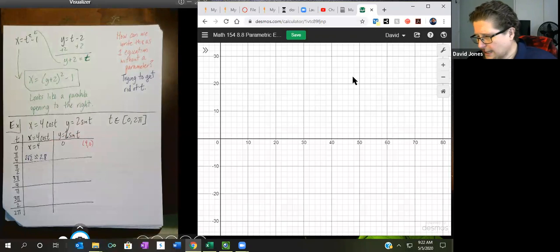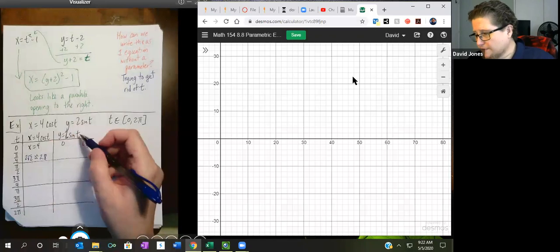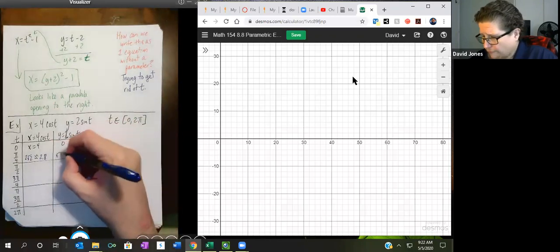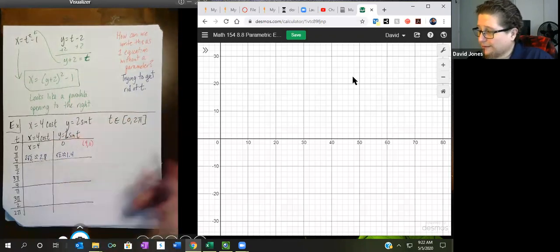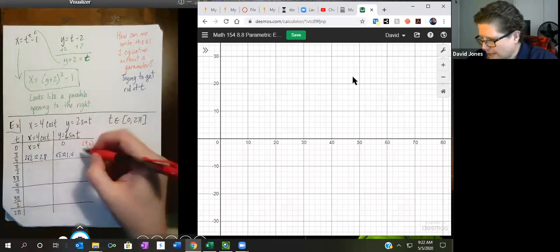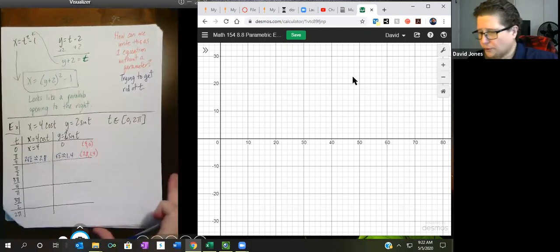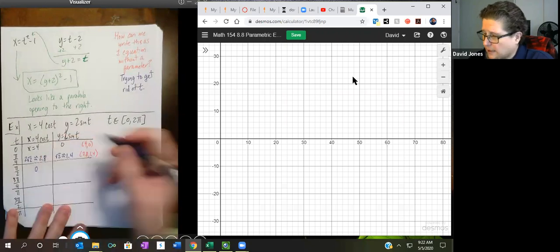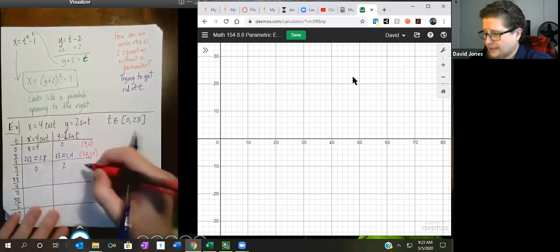If I plug in, oh, and then I got to do it over here. 2 times root 2 over 2 is just root 2. That's about 1.4. I don't know why I had to look at that since I knew it was half of that one. And we've got 2.8, 1.4. And we're going to go through the rest. Let's see. Pi over 2, cosine is 0. Sine is 1. 1 times 2 is 2. And we get 0, 2.